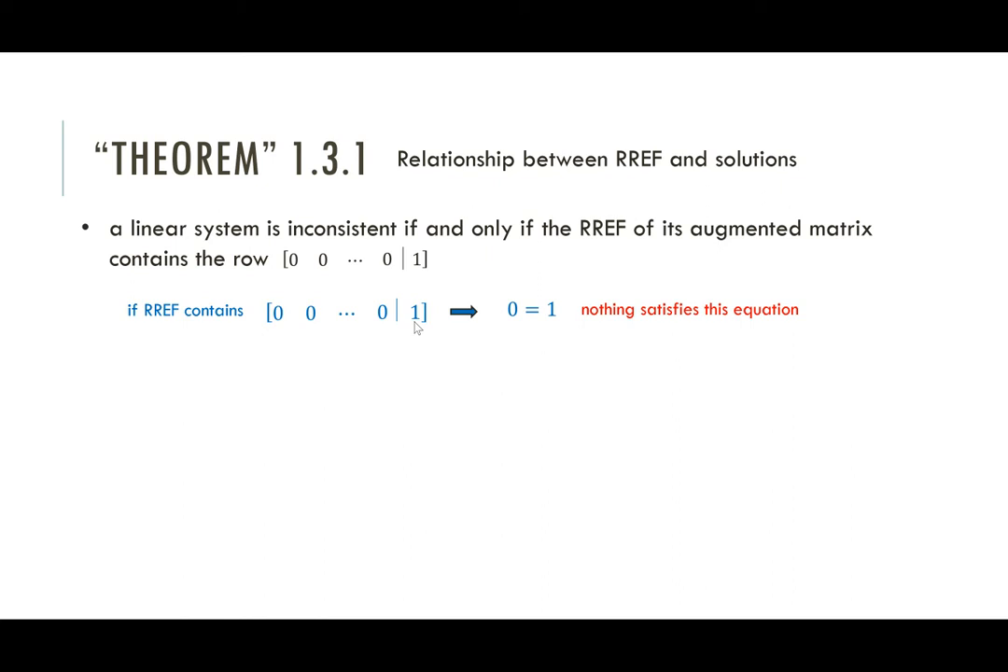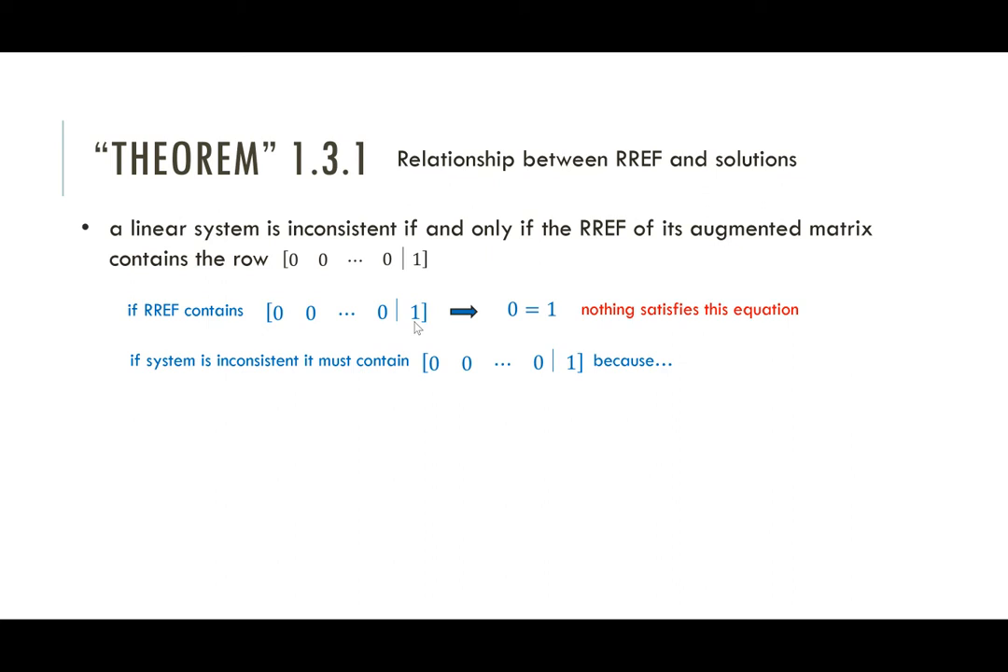Nothing will do it. There are no solutions. All right, now let's go back the other way. Suppose the system is inconsistent. Then it must contain this row, a row of zeros and then a 1.